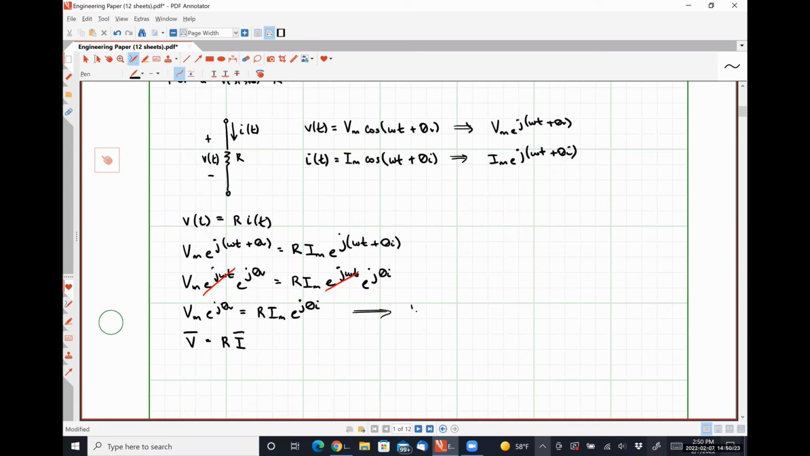that Vm, our voltage magnitude, is simply R times Im. And we can use Ohm's law to manipulate this in whatever ways we see fit, which we will do in a little bit. And we can also see that theta V is equal to theta I, which tells us that resistors do not introduce a phase shift in our signal, okay?